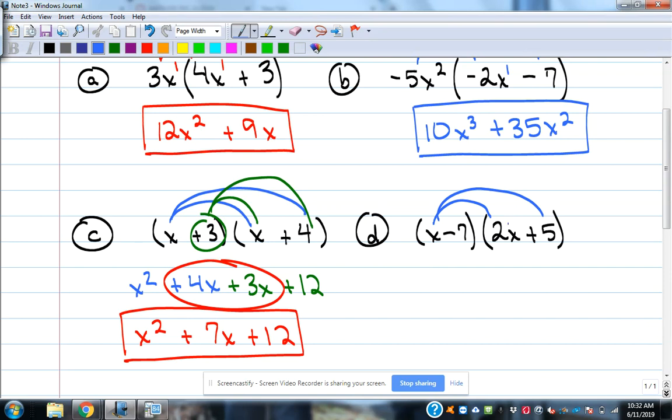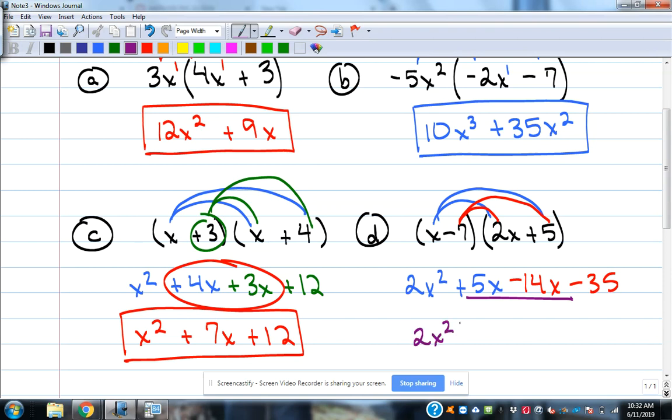So x times 2x would be 2x squared. X times 5 would be plus 5x. The next one is the negative 7. Be negative 14x minus 35. Look for like terms. Got a couple in the middle there.